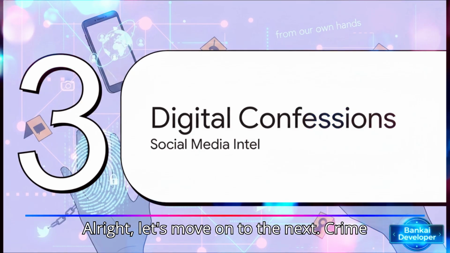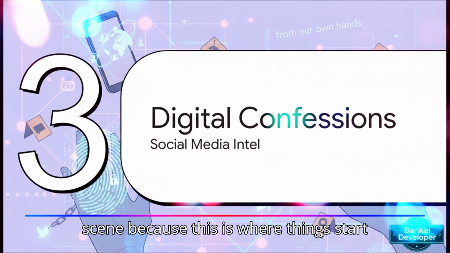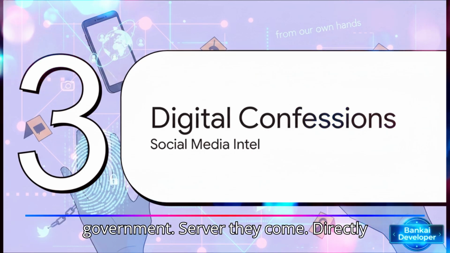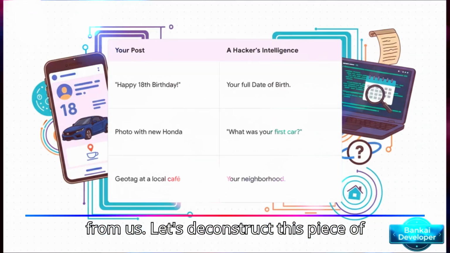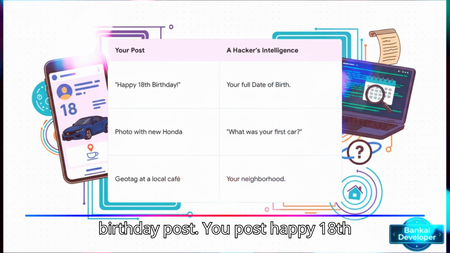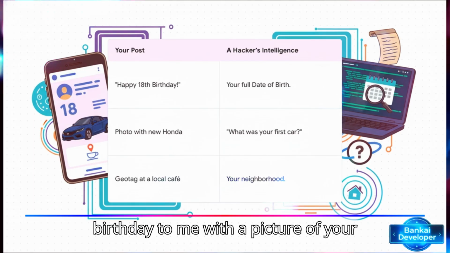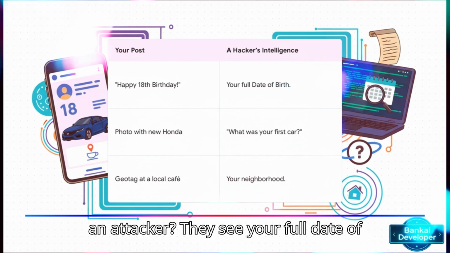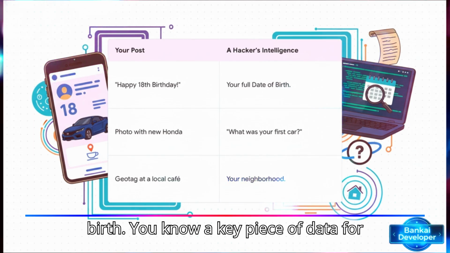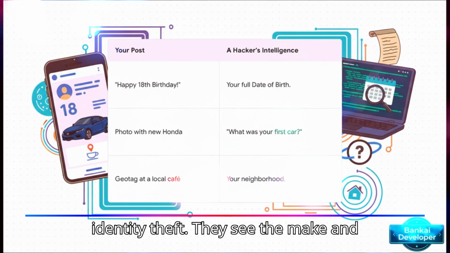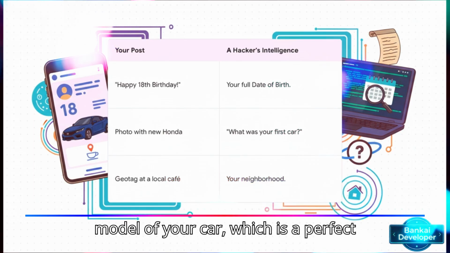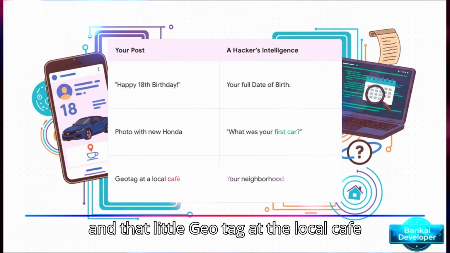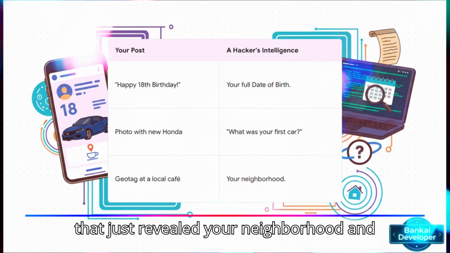All right, let's move on to the next crime scene, because this is where things start to connect. And you'll see that most of the clues, they don't come from some hacked government server. They come directly from us. Let's deconstruct this piece of evidence right here, a super common happy birthday post. You post, happy 18th birthday to me, with a picture of your brand new car. You see a celebration, but an attacker, they see your full date of birth. You know, a key piece of data for identity theft. They see the make and model of your car, which is a perfect answer for that classic security question, what was your first car? Oh, and that little geotag at the local cafe? That just revealed your neighborhood and your daily routine.